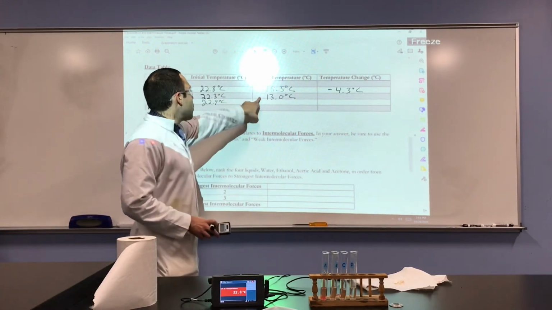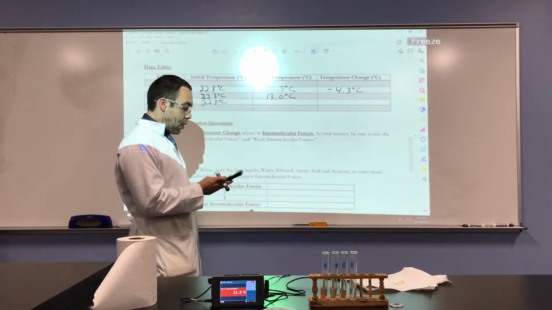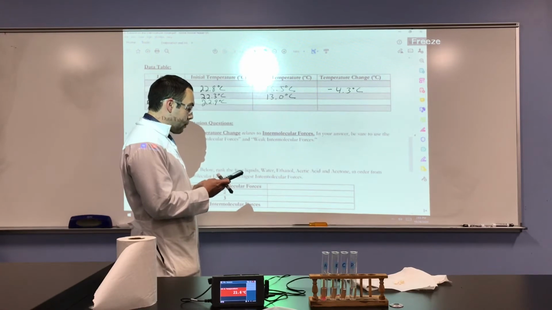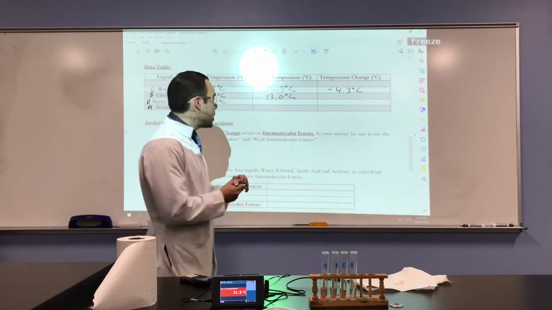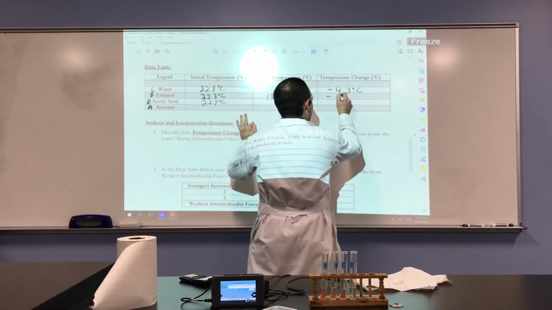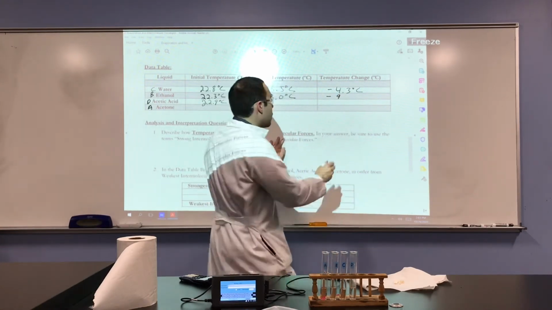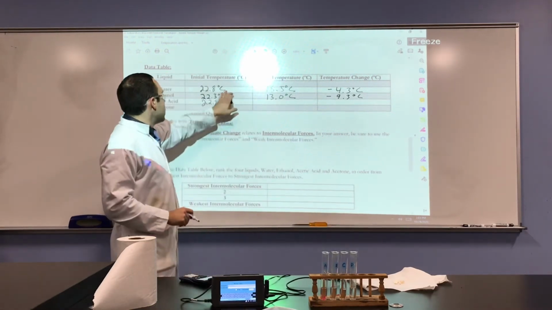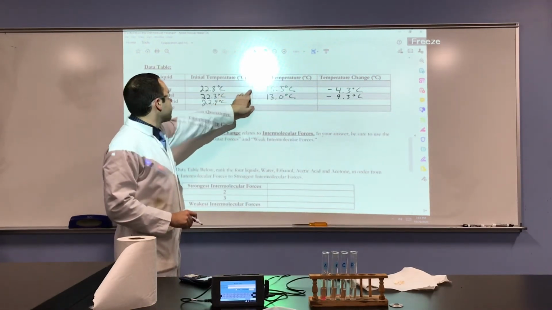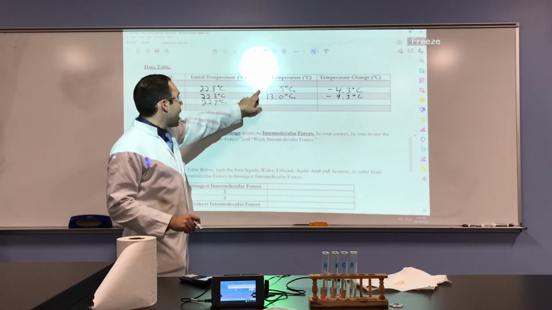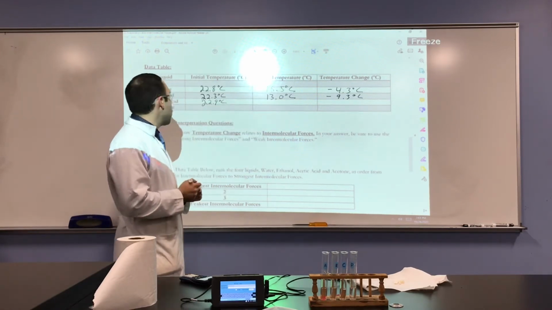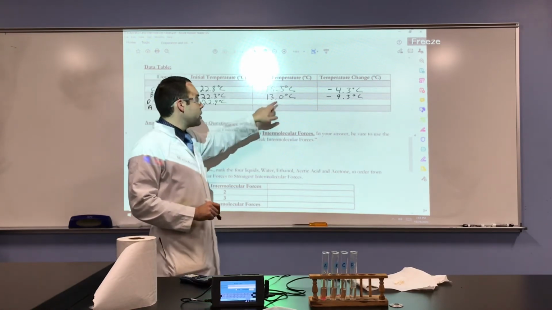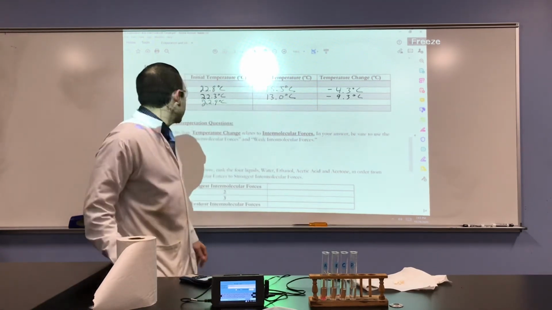For ethanol, 13.0 was our final minus initial, 13.0 minus 22.3. Which will give us a negative, once again, temperature went down, negative 9.3 degrees Celsius. So for water, we went from 22.8 to 18.5 for a change of negative 4.3. Ethanol had a greater change from 22.3 to 13 for negative 9.3 degrees Celsius.